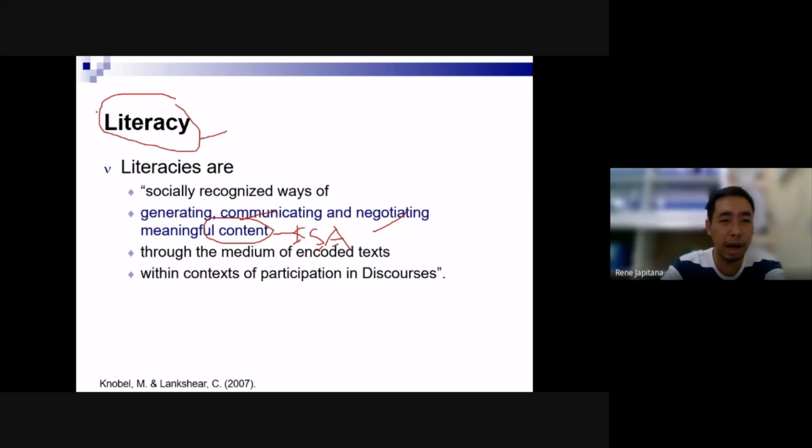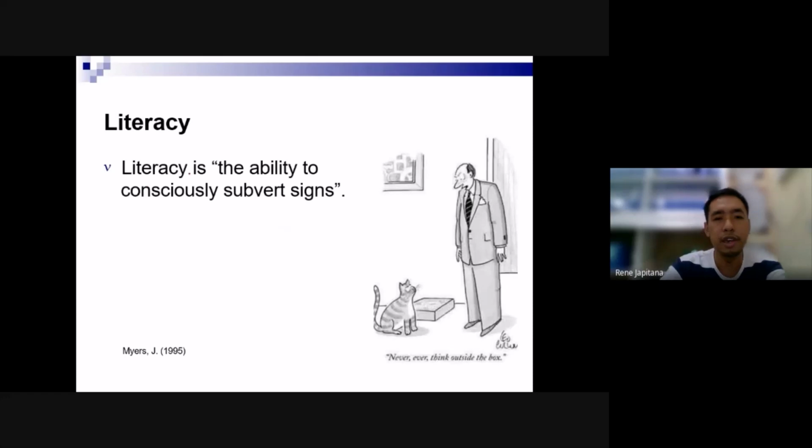Basically, it is through the medium of encoded text. The letters bring us understanding that a word signifies a meaning. What else? Literacy is the ability to consciously subvert signs.